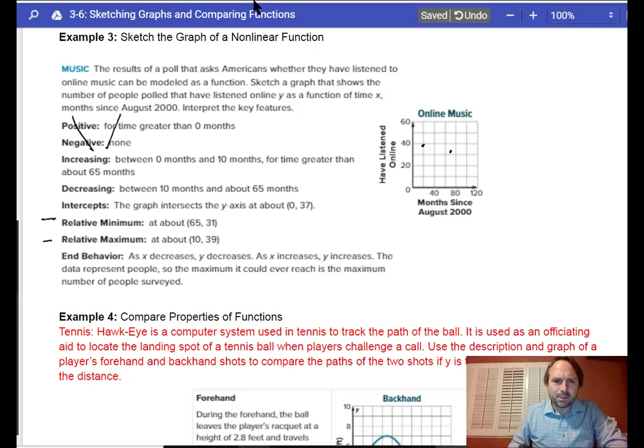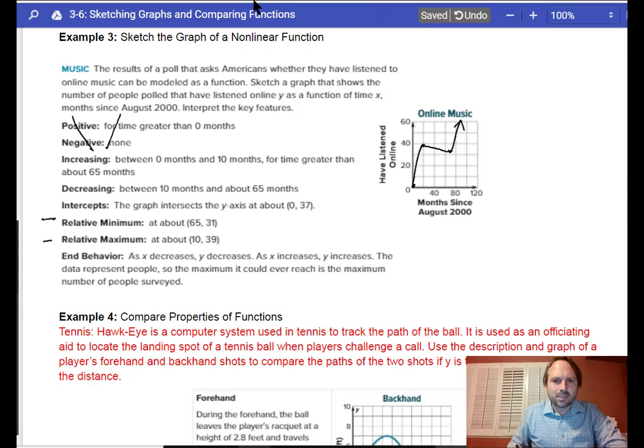It's increasing between 0 and 10 months, and for time greater than 65 months. We know it's going up to here. Between 10 months and 65 months, it's decreasing. So we know it's going down.